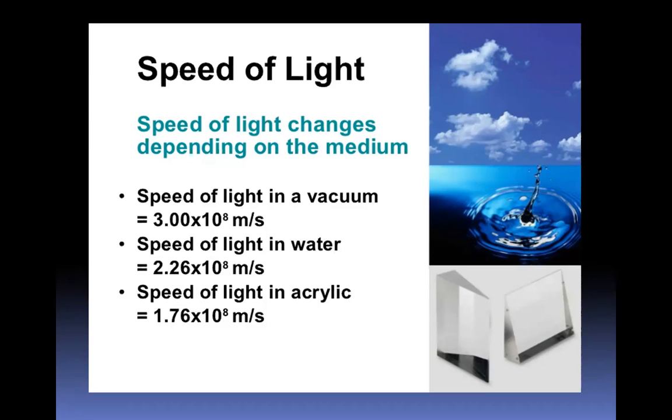But when we talk about water, water is a denser medium than air or vacuum. It has more particles per unit volume, so its density is high. The denser the medium, the less the speed of light in that medium. It decreases to 2.26 times 10 raised to power 8 meters per second. And acrylic, a type of glass material, has 1.76 times 10 raised to power 8 meters per second. All three mediums, vacuum or air, water, and acrylic, are shown in the figure.